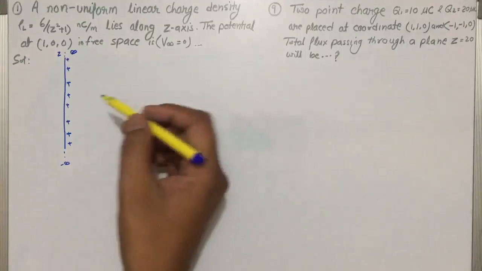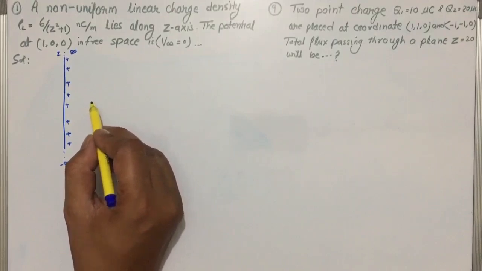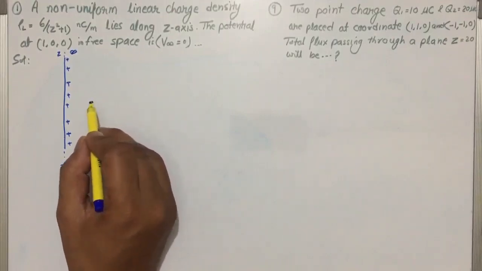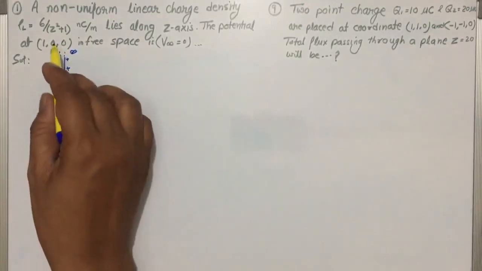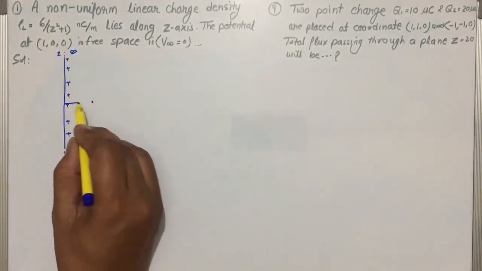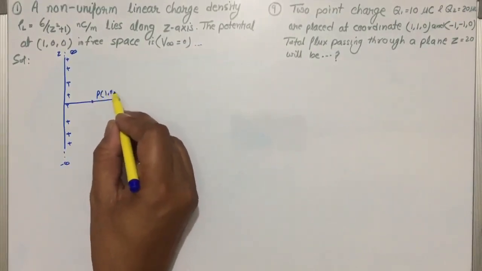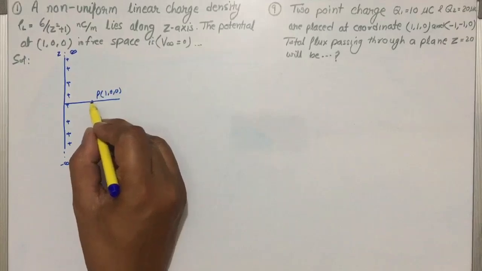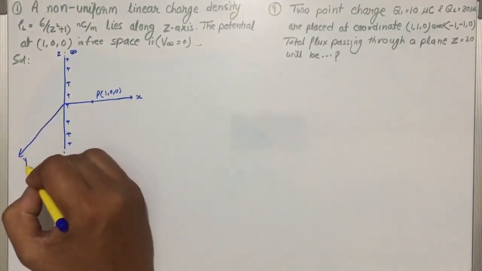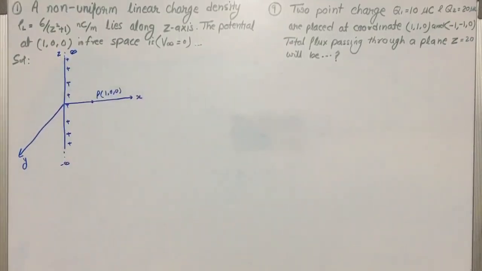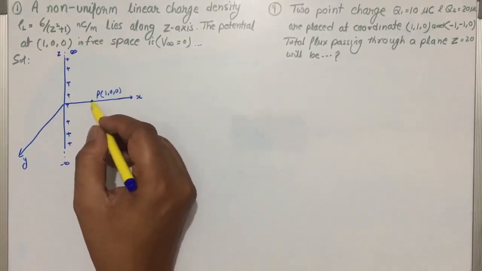Now we have to find the potential at the point (1, 0, 0). This means the point lies on the x axis, as its y and z coordinates are 0. So this is the point P, (1, 0, 0). We have to find the potential here. This is the x axis, this is the y axis, and this is the z axis. From this charge distribution we have to find the potential at this point.